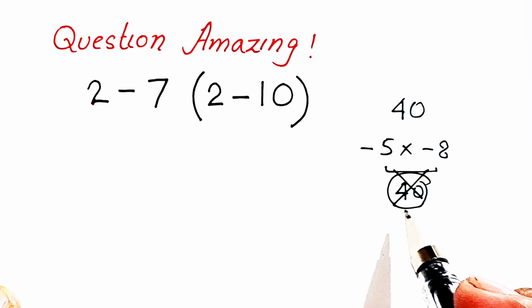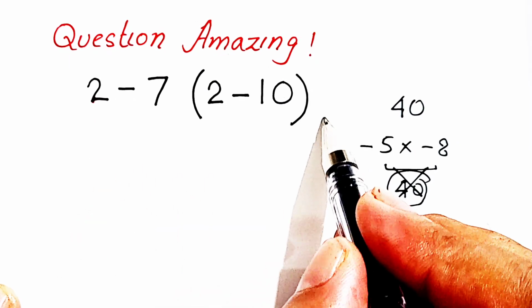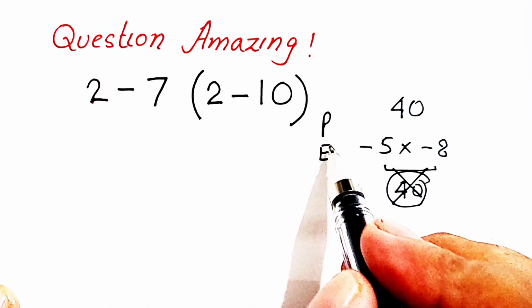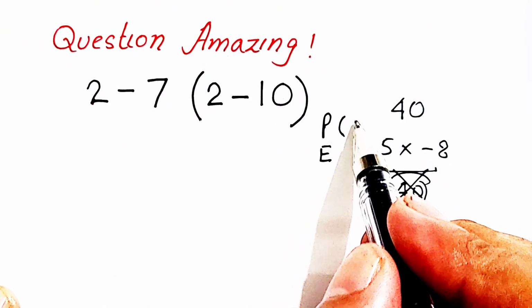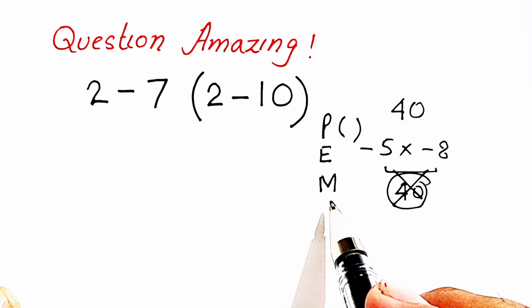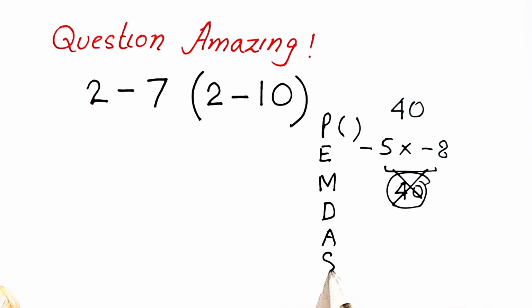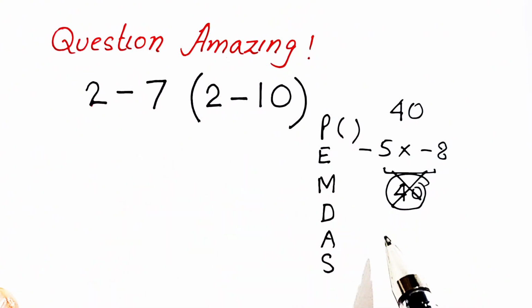If 40 is incorrect, then what will be the correct solution for this PEMDAS based activity? PEMDAS is the order of operations. Parenthesis means bracket, exponent means power, M for multiplication, D for division, A for addition, S for subtraction. Follow this order to get this question correctly.